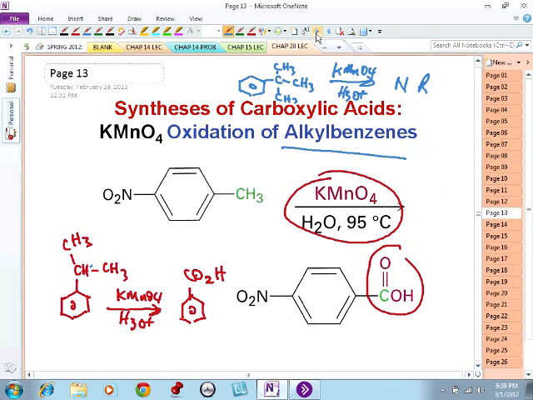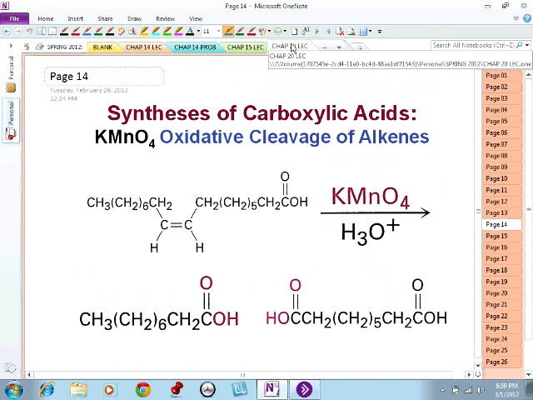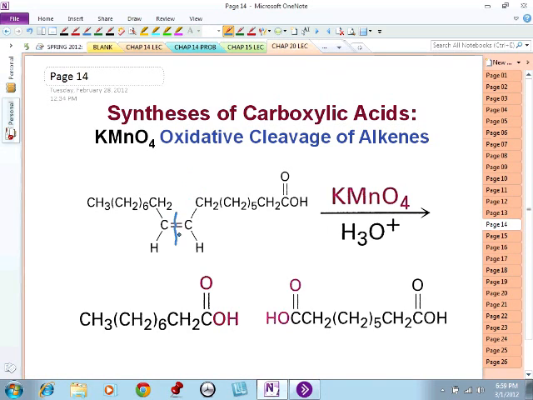You've seen that before. Another reaction that we've seen before is oxidative cleavage of carbon-carbon double bond. Anytime you have a carbon-carbon double bond in which any of the carbons is attached to a hydrogen atom, that carbon will be oxidized to a carboxyl group. That's what you see here. This becomes this on this side, and this here becomes this on that side.